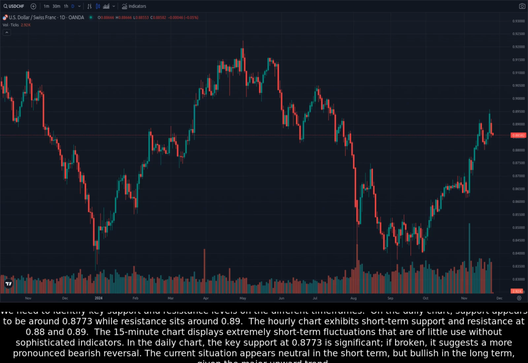In the daily chart, the key support at 0.8773 is significant. If broken, it suggests a more pronounced bearish reversal. The current situation appears neutral in the short term, but bullish in the long term, given the major upward trend.